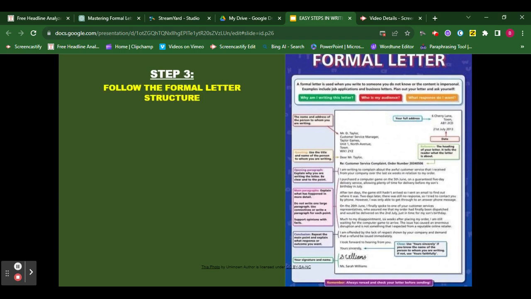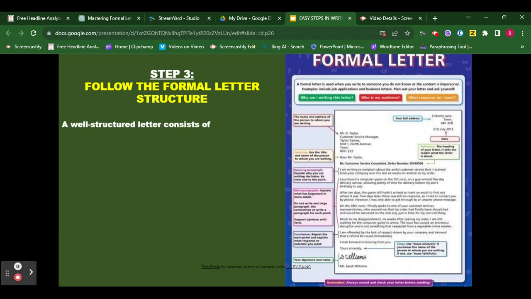Step number 3, follow the formal letter structure. Every form of writing has its format. And a formal letter has a definite structure that you need to follow. A well-structured formal letter consists of the following. 1, the writer's address, followed by the date. Number 2, the receiver's official designation and address. Number 3, the salutation, which is usually dear sir or dear madam, depending on the gender of the receiver. Then number 4, you have the title, which is the subject for discussion.